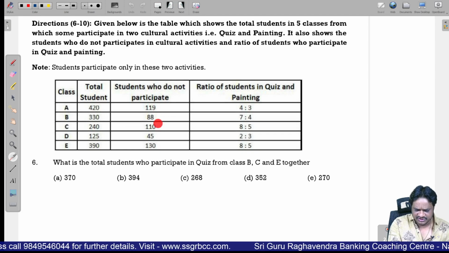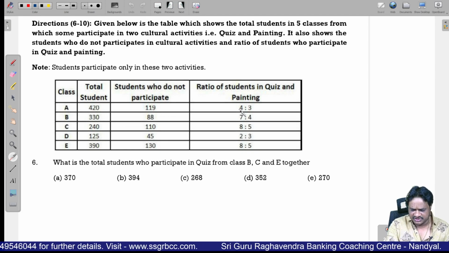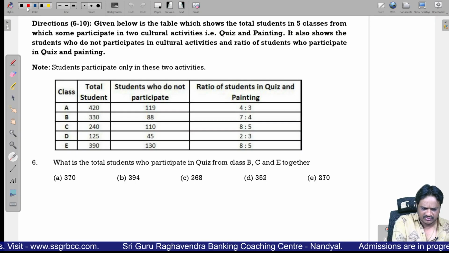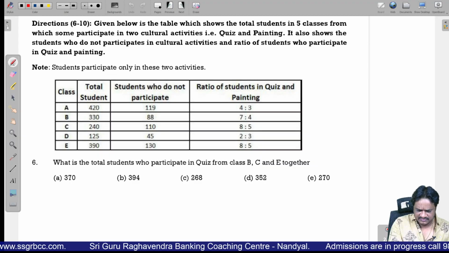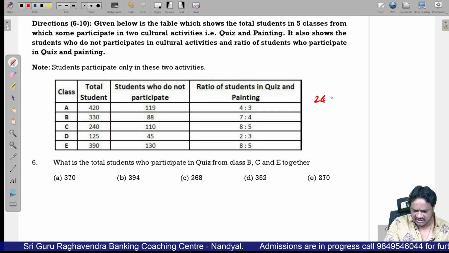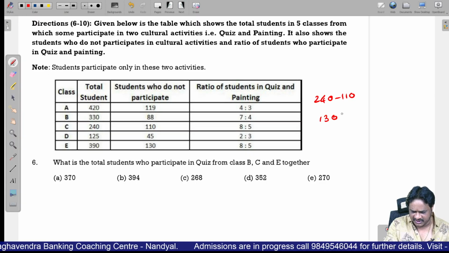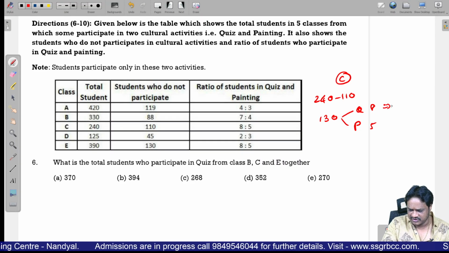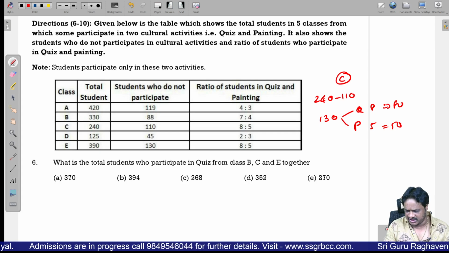Out of which these students are not participating. The remaining students are participating in two activities, quiz and painting, in the given ratio. For example, let us take C. Total 240 students are there in C, out of which 110 are not participating. So 130 are participating in quiz and painting in the ratio of 8 is to 5. So this will be 80, this will be 50. So like that we have to do the calculations.